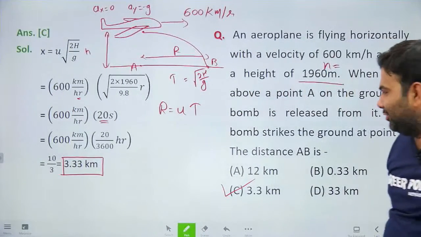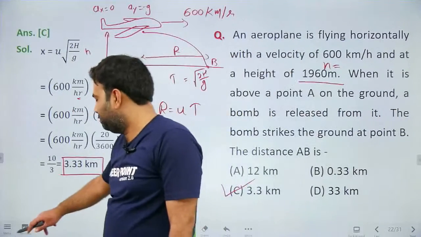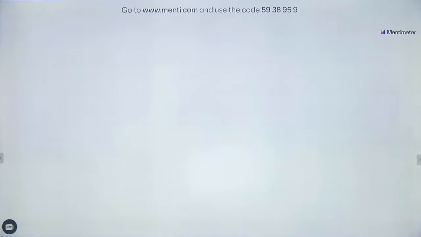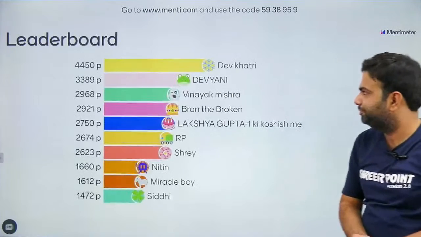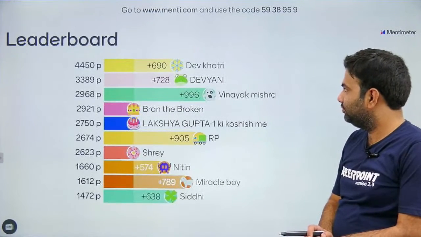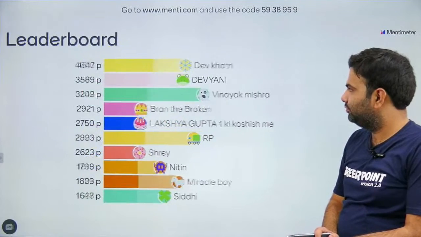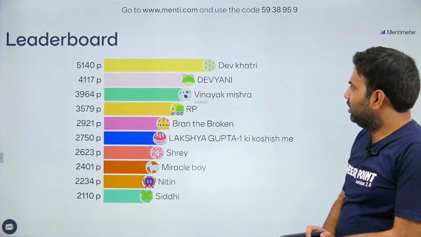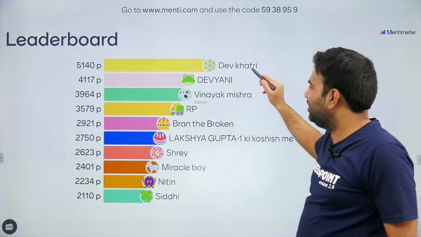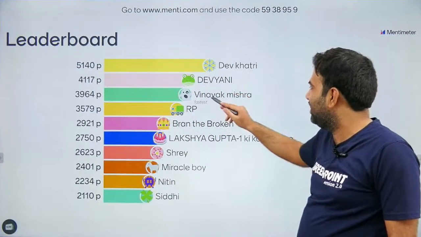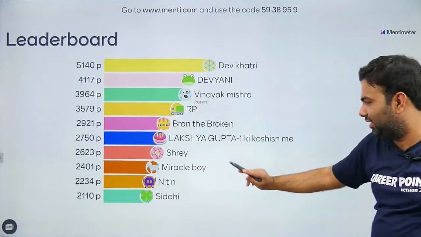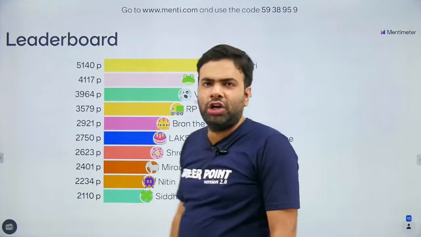Okay, so let's see the leaderboard. What is your ranking according to the leaderboard? Let's have a look. In first and second rank, the difference has decreased, as I can see. Dev Khatri is on top, Devyani is second, then Vinayak Mishra, then RP, then this broken person, then Lakshya, Shrey, Miracle, Nitin and Siddhi. Okay, so all of you are doing good.